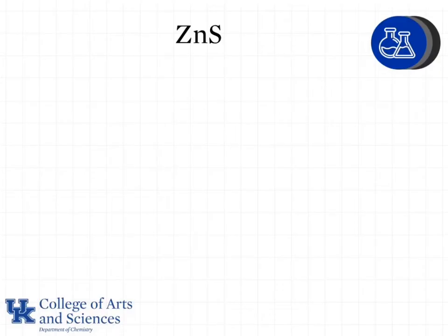Next, let's look at zinc sulfide, or ZnS. Zinc is a transition metal, so we're going to label it X. Sulfur, like oxygen, has a -2 charge when it forms an anion. We set up our equation as X plus -2 equal to 0. We solve for X, and we find that zinc has a charge of plus 2.